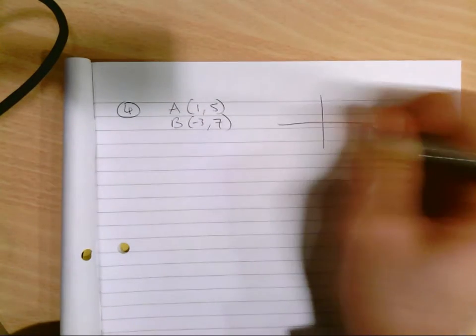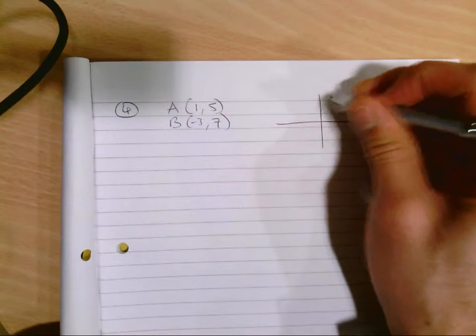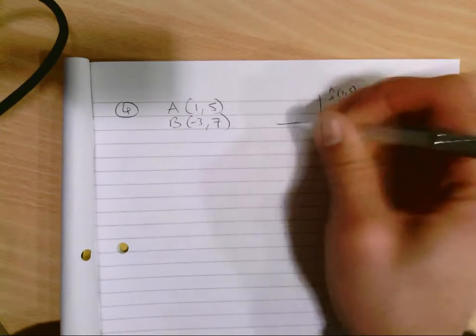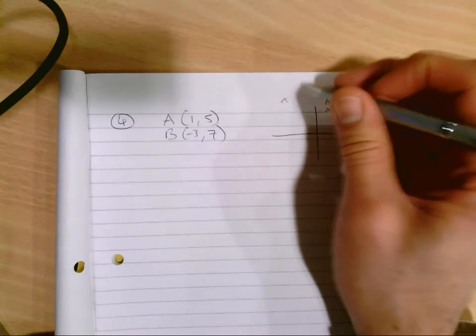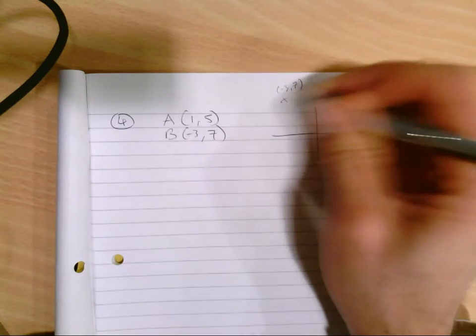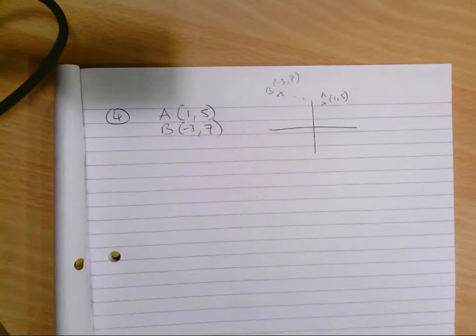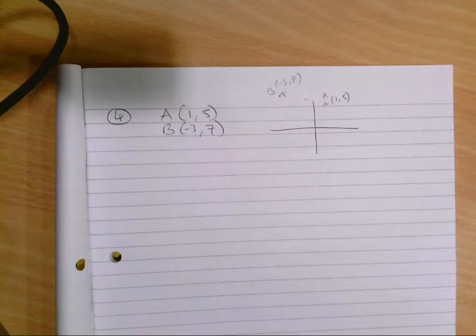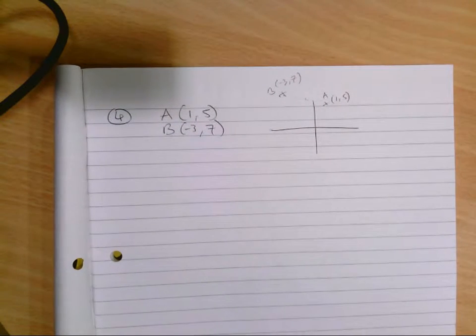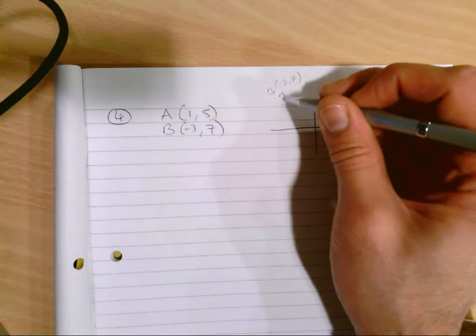Now, a quick sketch should let you know that (1, 5) is somewhere over here, and (-3, 7) is somewhere over here. So we are looking for the point that's halfway between the two. We want, oh, sorry, the midpoint is the second part. The first thing we want to know is the exact length. Exact length is pretty straightforward.